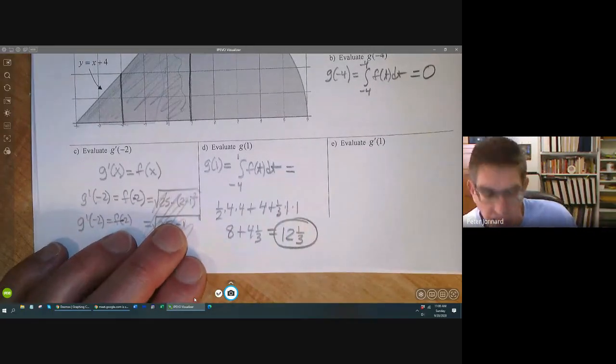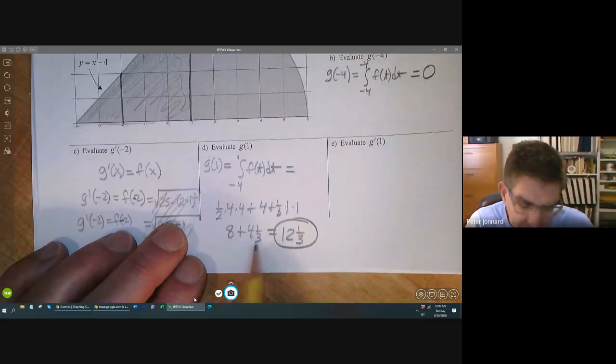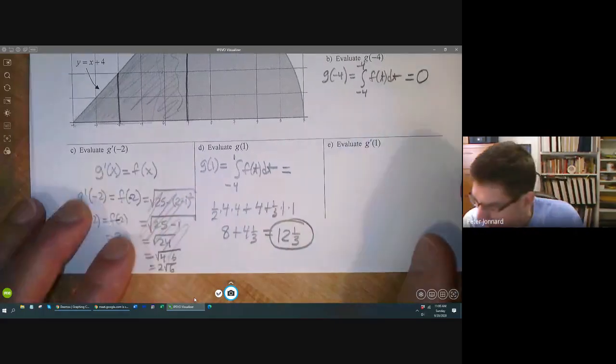I get the weirdest answers from you guys sometimes. I get the strangest looking answers, kooky looking stuff with this. Please. Those are like terms. Add them together. Okay. Last one.